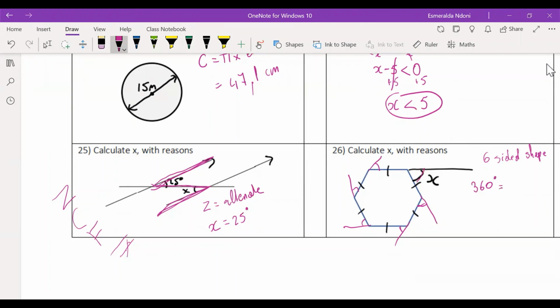Because I have a 6-sided shape, I have 360 divided by 6 sides, and that will give me 60 degrees, because 6 times 6 is 36. So if I have this to be 60, you can see that if I add all of these 60s together, I get 360. And that is your final answer.